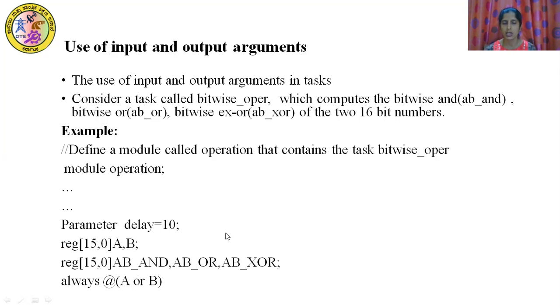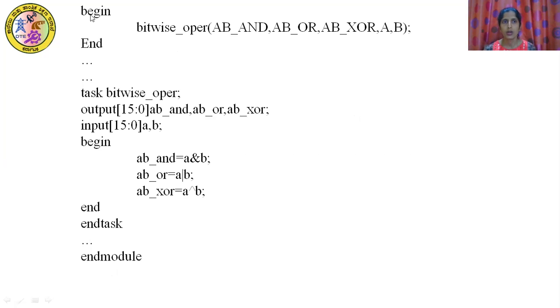Whenever there is a change in the inputs, the statements within always will be executed. So beginning for the always with the keyword begin. So this is the task invocation statement, which begins with the name of the task. Bitwise_OPER is the name of the task, followed by the outputs. AB_and, AB_or, and AB_XOR are the outputs, and A and B are the inputs.